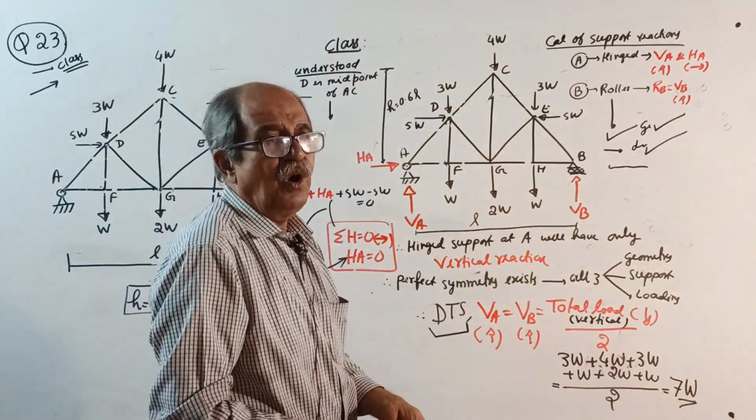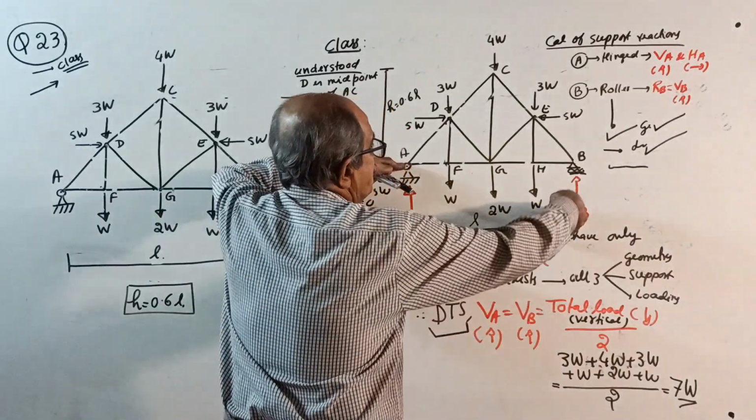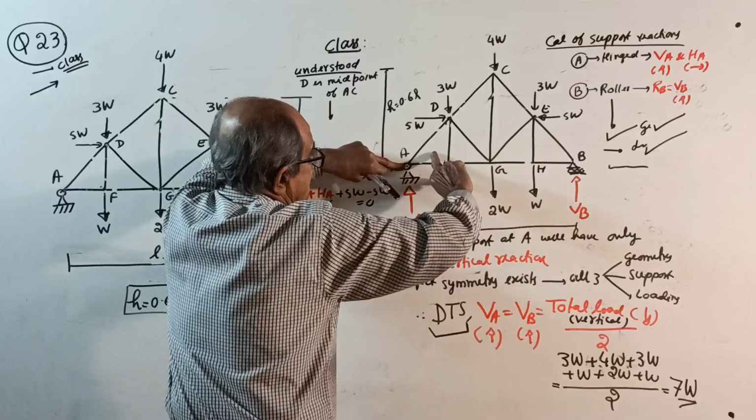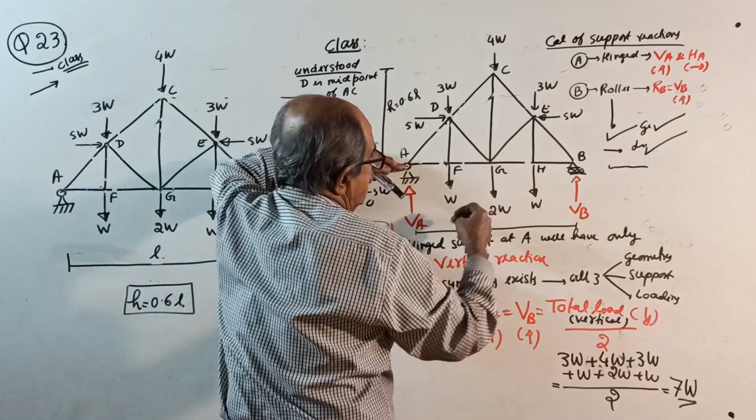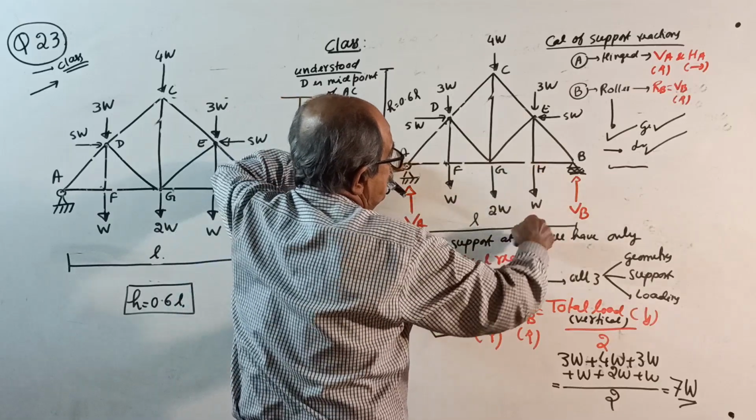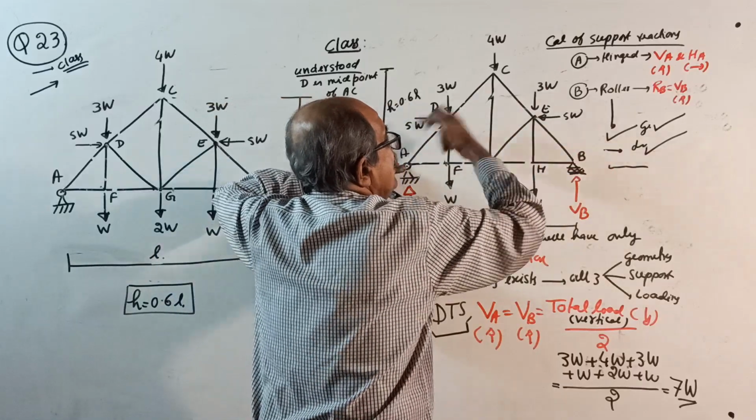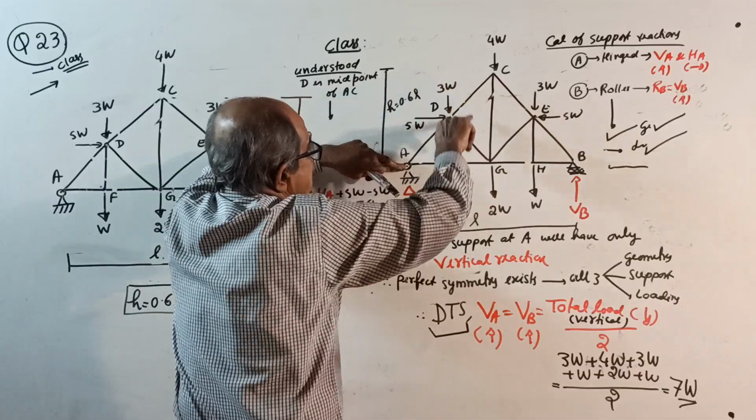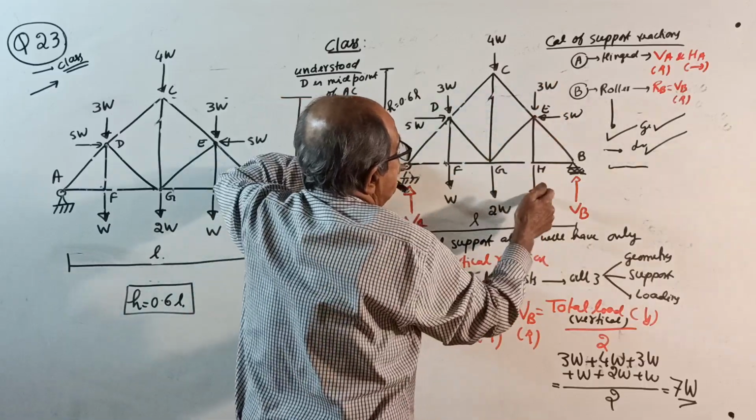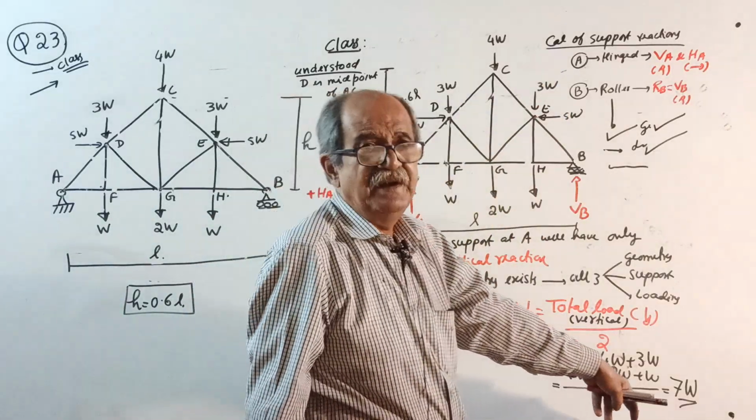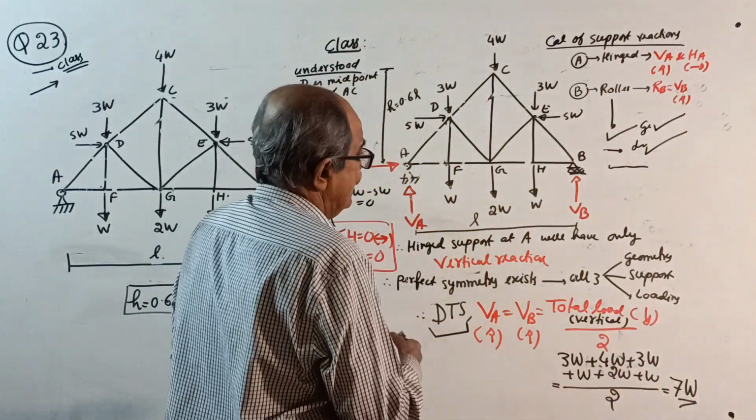Or sometimes people will say, take moment about A. Minus VB into L plus W into this, actually equal division, 1/4 of L, 2W into half of L, W into 3/4 of L, 5W into this height, again minus 5W into that height, it will cancel, plus 3W into this distance, 4W into this distance, 3W in this distance. Calculate, they will also get 7W only. Okay, leave it now. Therefore, perfect symmetry is there.